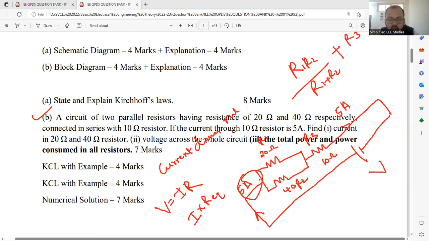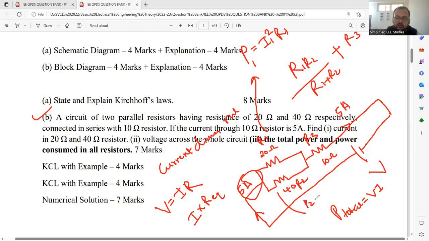Fine. So total power and power consumed in all resistors. What is the formula for total power? P total is equal to V into I. That is the equation for total power. How to calculate the power happening in this particular branch? We can calculate like this. Let us call it P1. P1 is equal to I1 square into R1. P2 is equal to I2 square into R2. Like that, you can calculate.